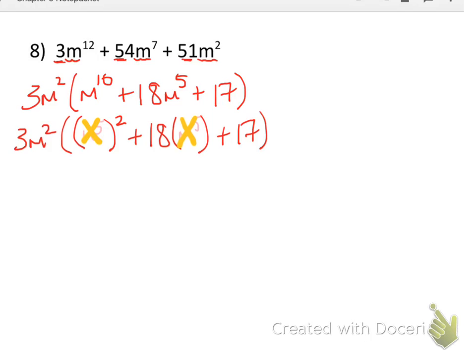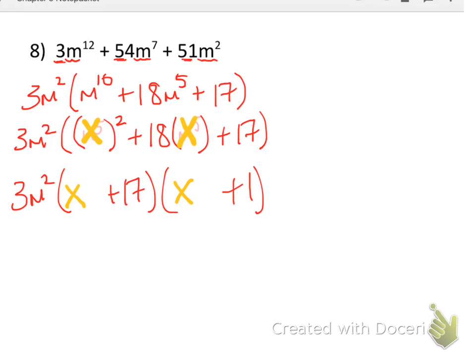So we can think about that m to the 5th as being an x. So we actually have an x squared plus 18x plus 17. And how would that factor? Well, again, the leading coefficient is 1. So what multiplies together to give you 17 that adds together to give you 18? Again, don't forget that GCF of 3m squared. So that would factor as x plus 17 and x plus 1.